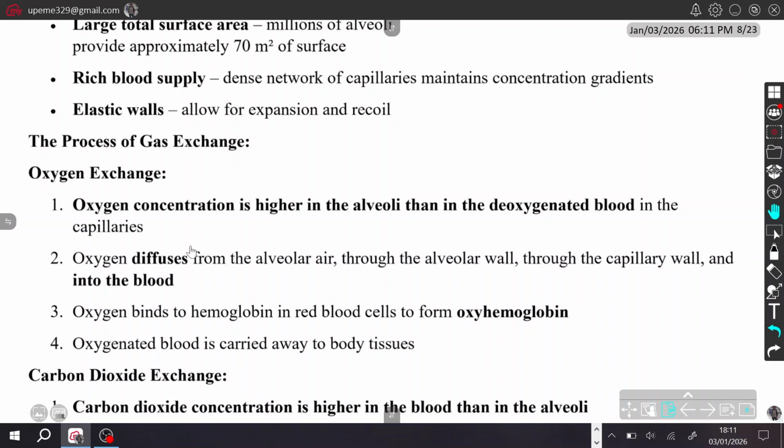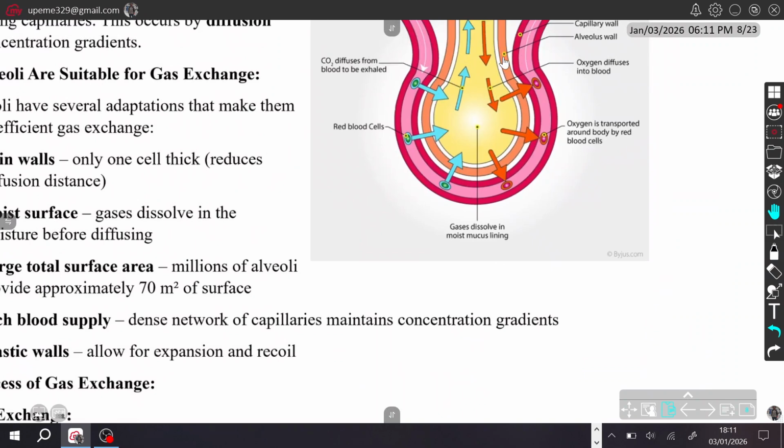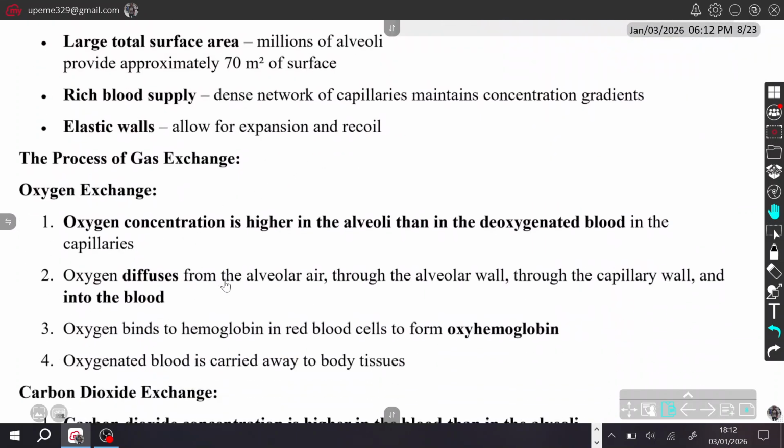Oxygen diffuses from the alveolar air through the alveolar wall, through the capillary wall, and into the blood. So oxygen will diffuse from the alveolar air. The air which is here is known as the alveolar air, then through the walls. That one is the alveolar wall, into the capillary wall, into the blood. That's what we are talking about here when we say oxygen diffuses from the alveolar air through the alveolar wall, through the capillary wall, and into the blood.